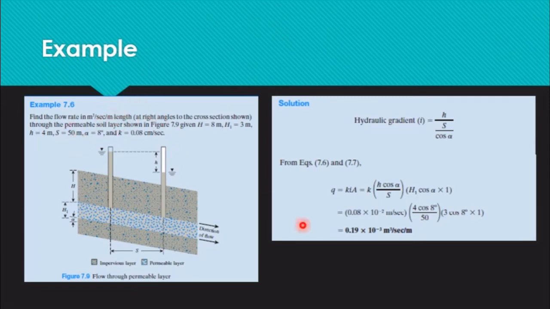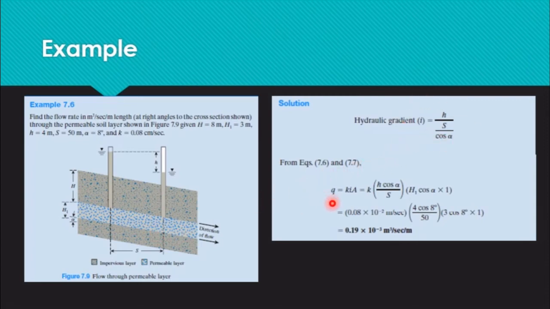So, the formula. This is the formula for the hydraulic gradient, I is equal to H over S over cosine alpha. When the soil is inclined, this is the formula used to get I. Here, S is what we should take. That's all it is. You don't need to memorize this.